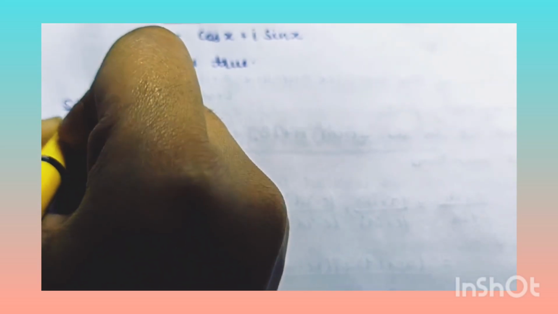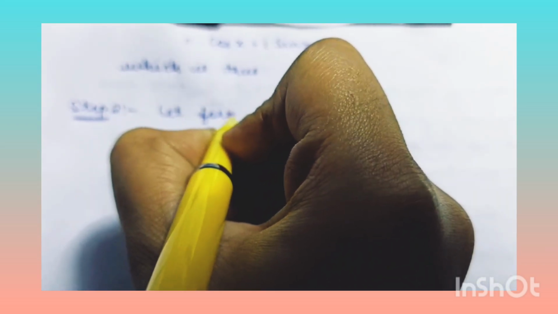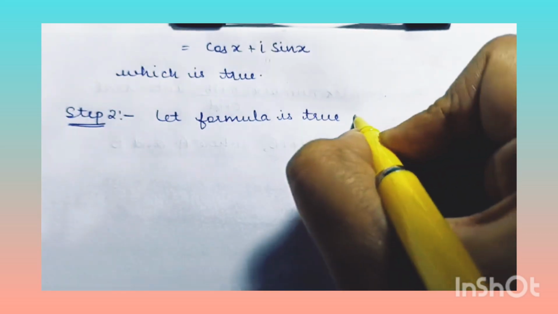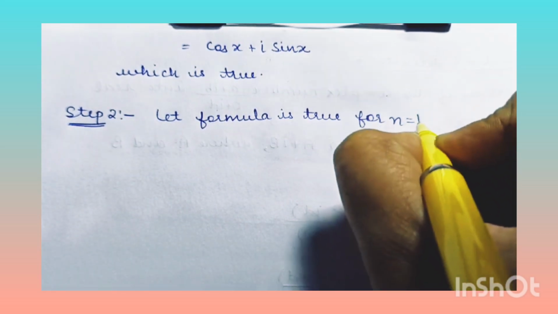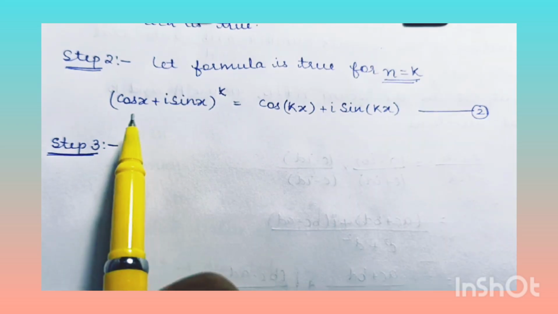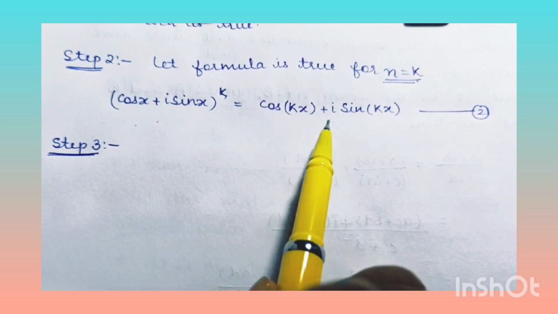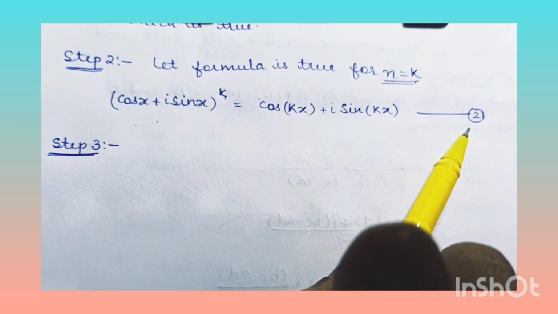What is our step 2? Step 2 is: let the formula be true for n = k. So for n = k we get (cos x + i sin x)^k = cos kx + i sin kx, which is equation number 2.